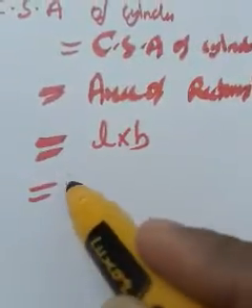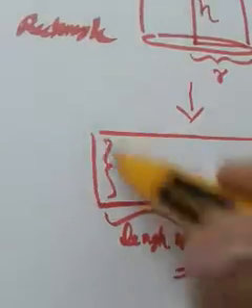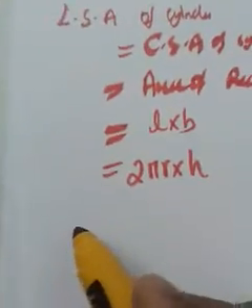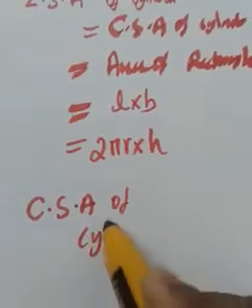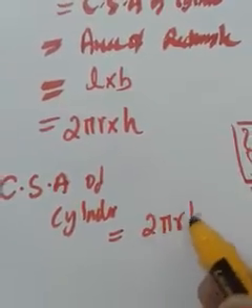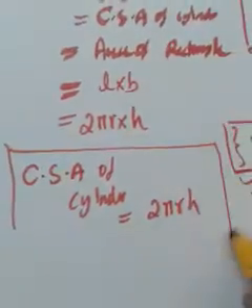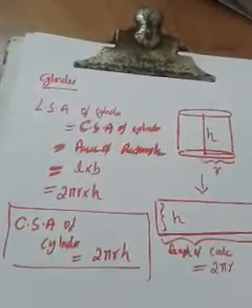What is L? From here to here is L. That is given by what? 2 pi r. So instead of L you can write 2 pi r into what is B? B is nothing but the breadth of the rectangle. That is given by what? Here it is h. So 2 pi r into h. In short, now it is the time to write the formula. In short, curved surface area of cylinder is given by the formula 2 pi r h. This is the curved surface area formula of cylinder.